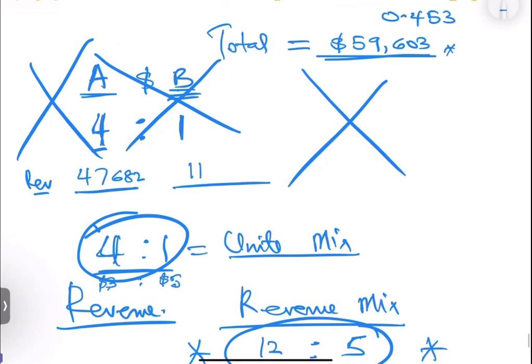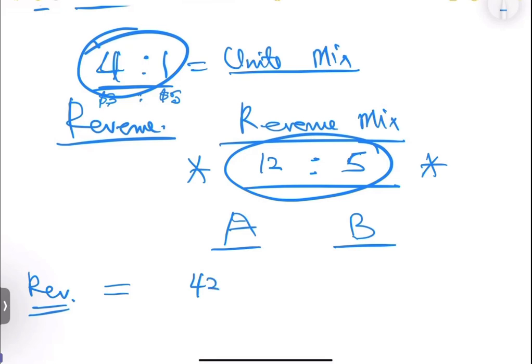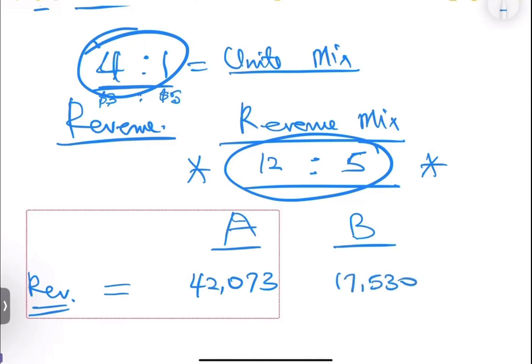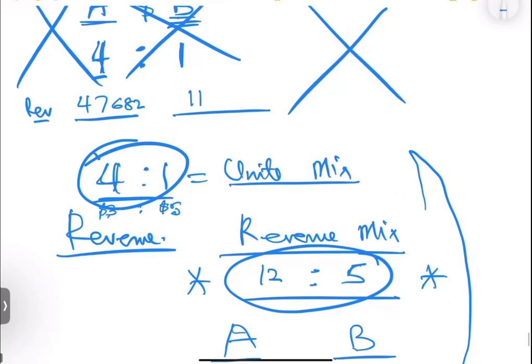So split again 59,603 in that ratio, and let's have what A and B will be. A is 42,073. B is 17,530. So that is the revenue for each product, which if we add it together, will give us this total.